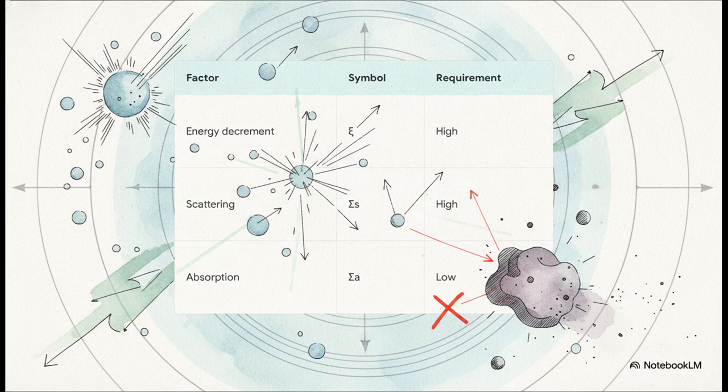Second, a high scattering cross-section. This just means neutrons have a really high probability of actually colliding with the moderator atoms in the first place. But this third rule, this is the deal breaker. You need a low absorption cross-section. If your moderator acts like a sponge and absorbs those neutrons instead of just bouncing them around, well, your chain reaction just dies right there.